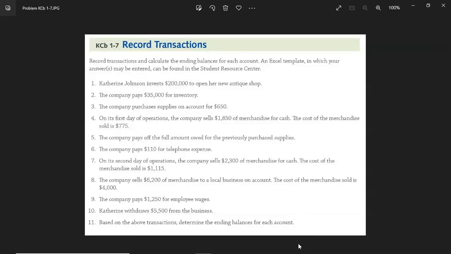We are going to look at your knowledge check B 1 to 7 record transactions. So we're going to record these transactions and calculate the ending balance for each account. An Excel template is in your Student Resource Center.